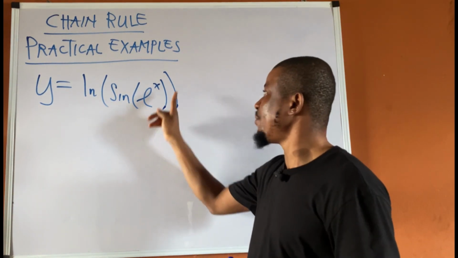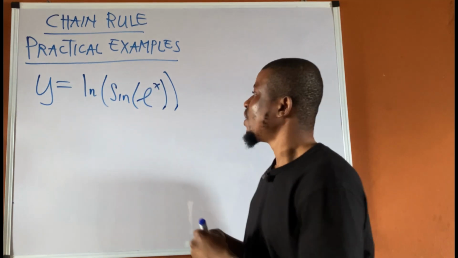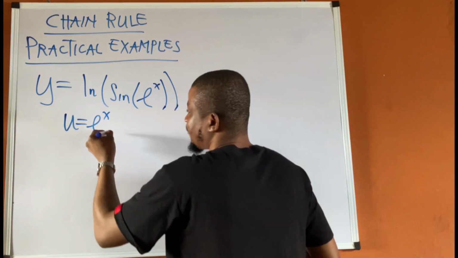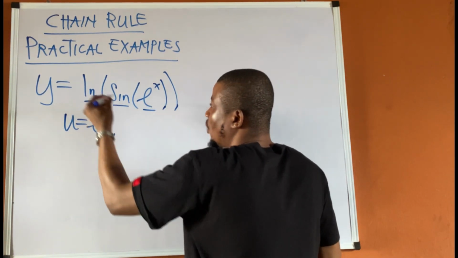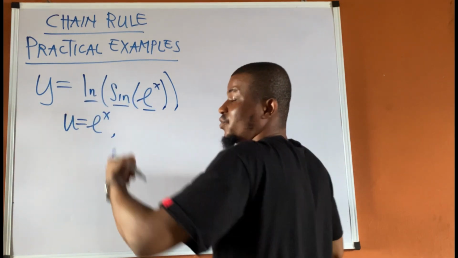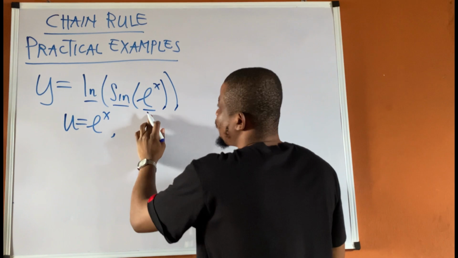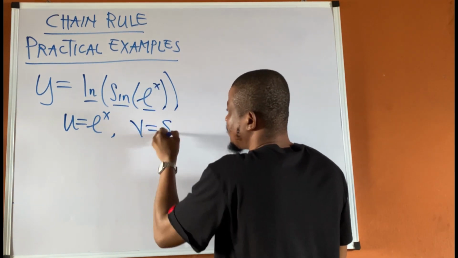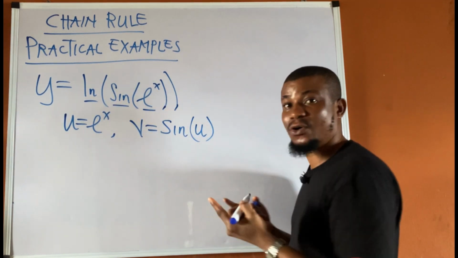So the innermost function, which is e^x, is a direct function of x. We'll call it u. U is e^x. This will be v. This will be w. If you have more functions, you can keep on naming them. I can have z and so on. So this is my u. My v now, which is sine of something, will be sine of, but this is already u, right? Sine of u.